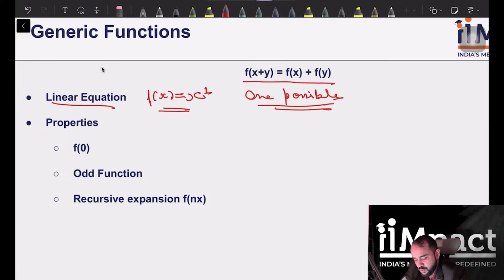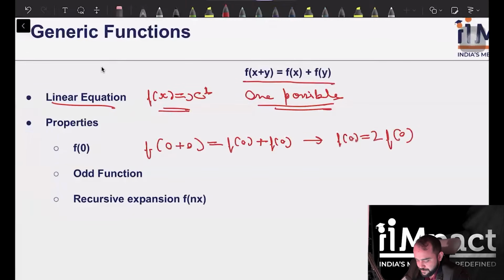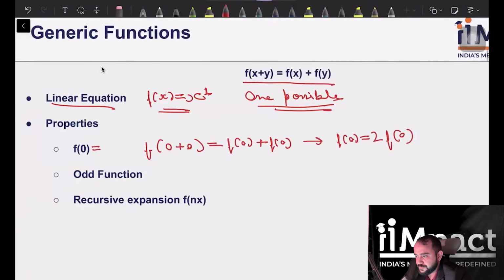Now, what are certain properties of this? If I put 0, if I put both x and y as 0, what will I get? f(0) = 2f(0), which means f(0) = 0. So a function like this must pass through what? The origin. It should pass through the (0, 0) point. Again, obviously you might ask, sir, how are you even defining origin? Because x-axis and y-axis both are inputs. Maybe we take a third axis for the output. So it will pass through (0, 0, 0) in that sense. This will be an odd function.